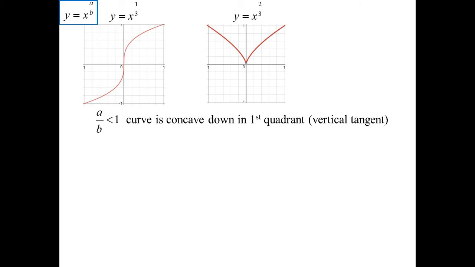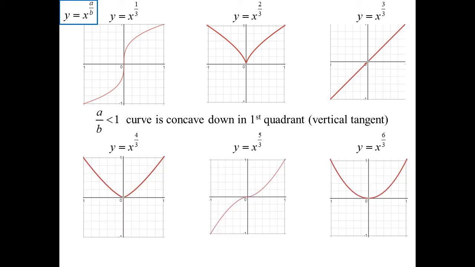You end up with a vertical tangent at the intercept. The left one is quite obvious. The second one maybe not as obvious, but again it would be a vertical tangent at that point. Then you get to 3 on 3. Well, that's x to the power of 1. We've now got a straight line. Okay, it now gets bigger.